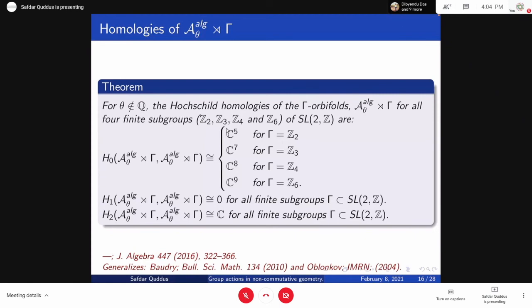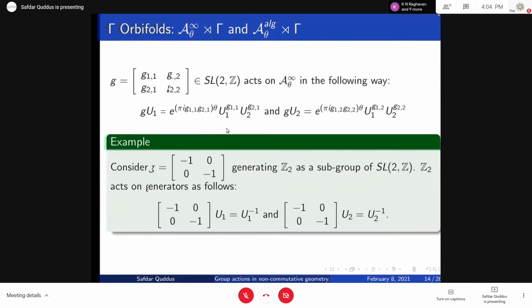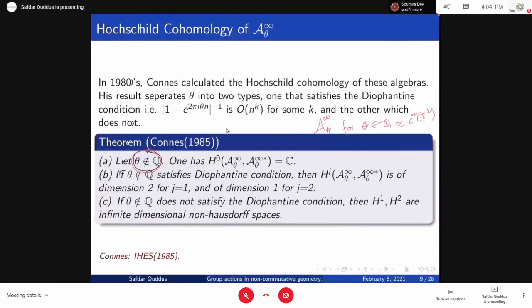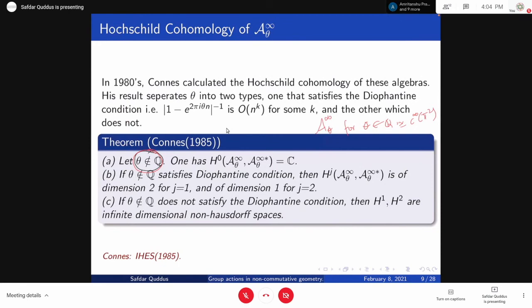Okay, and also you said Diophantine condition. What is the Diophantine condition, what does that refer to? That's the Diophantine condition that Connes had. For a smooth non-commutative torus, when he calculated the Hochschild cohomologies, it turned out that theta has to satisfy the Diophantine condition for the cohomology groups to be finite dimensional, the first and the second. Can you just tell us what the Diophantine condition is? What does it mean for theta, irrational, to satisfy the Diophantine condition?